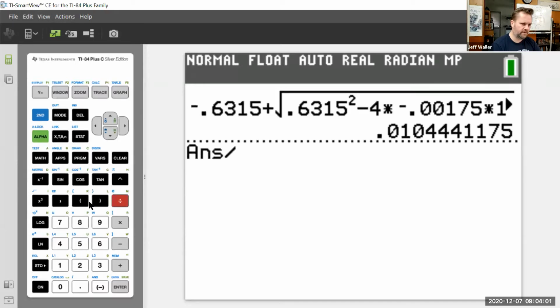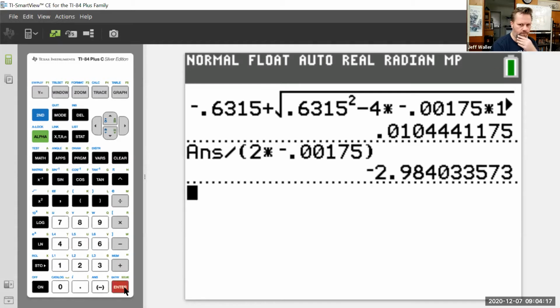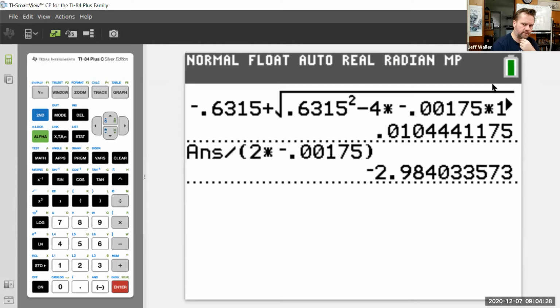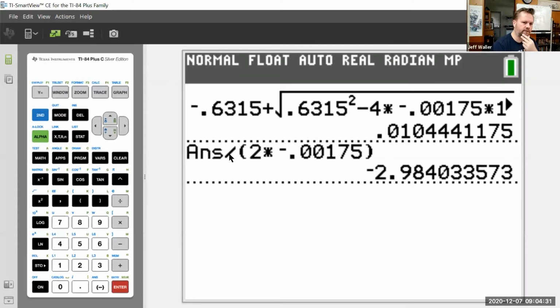Divided by, oh, I know you guys love this whole thing. You ready? Divided by parentheses 2 times negative 0.00175. Okay. So several things you have to be careful about. If you do the top not in parentheses, you have to hit enter and then divide what you get. You have to put the bottom in parentheses so it knows that this whole thing is on the bottom.